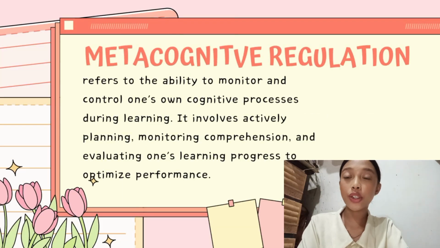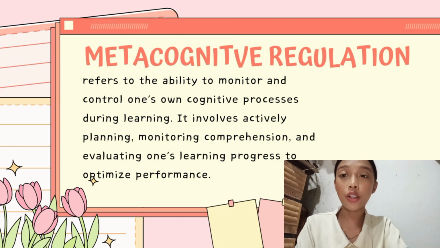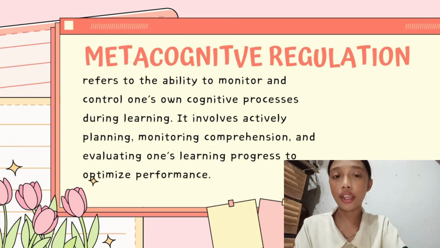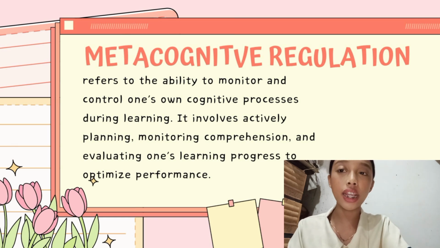Now, let's proceed to the second component of metacognition, the metacognitive regulation. This refers to the ability to monitor and control one's own cognitive progress during learning. It involves active planning, monitoring comprehension and evaluating one's learning progress to optimize performance. It means controlling your own thinking. It is the action and strategies individuals use to control their learning and thinking.